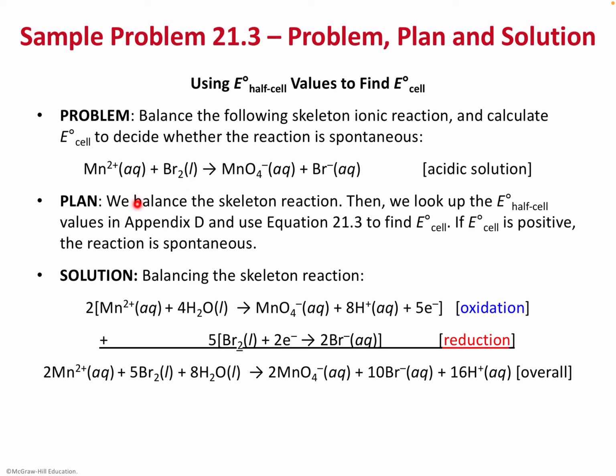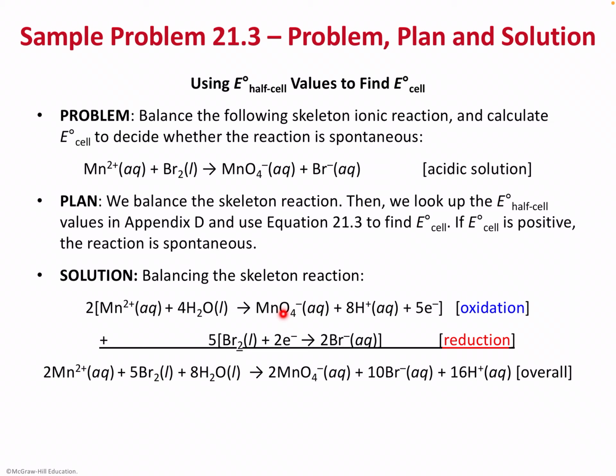So how are we going to do it? We balance the skeleton reaction. Then we look up the E naught half cell values from the appendix and use the equation to find the E naught cell. E naught cell is the cathode minus anode. If E naught cell is positive, the reaction is spontaneous. So let's go ahead and balance and find out which one is the cathode and which one is the anode. In order to find the cathode and the anode, we can see which half reaction is oxidation and which half reaction is the reduction. Now let's balance this one, manganese ion becoming permanganate ion.